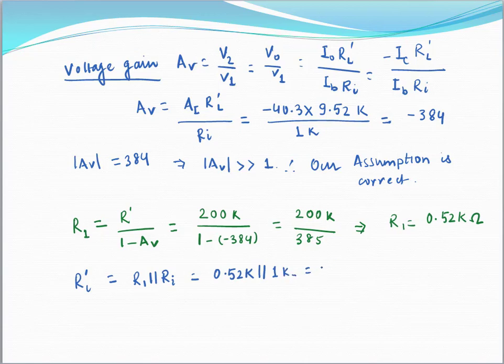So if we calculate it, 0.52 into 1 divided by 1.52 into 10 to the power 3. So it will come around 0.343 kilo ohm, and it is nothing but 343 ohm.